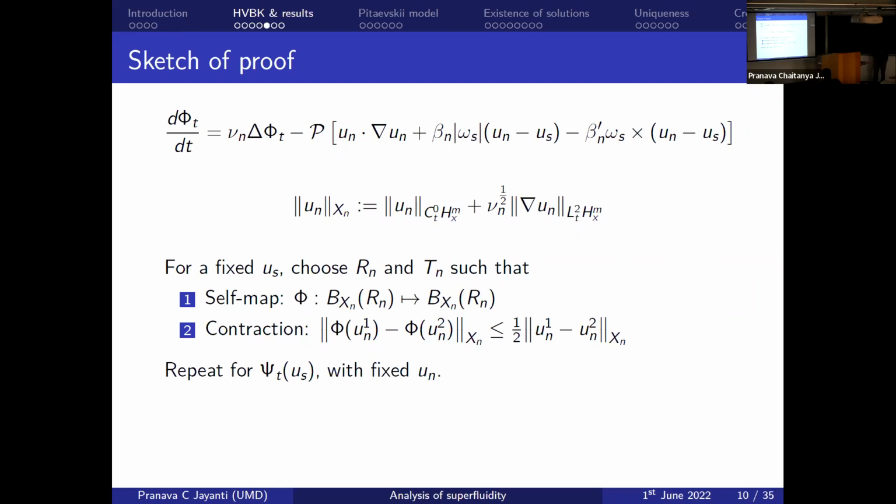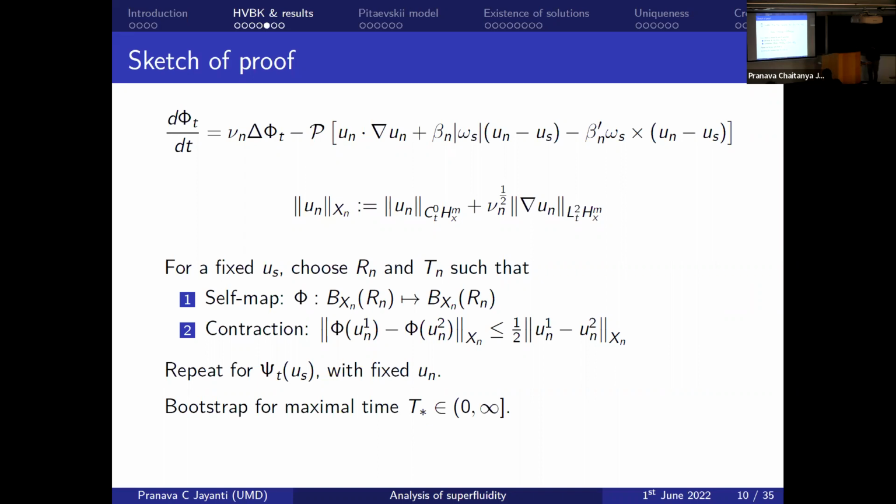We do the same thing. Now, all this was done for a fixed US here, right? We do the same kind of analysis for another map psi of US, writing down a similar equation for US with a fixed UN. And so jumping between these two equations during the iteration process will lead us to the final solution. Then eventually we bootstrap for a maximal time, T star.